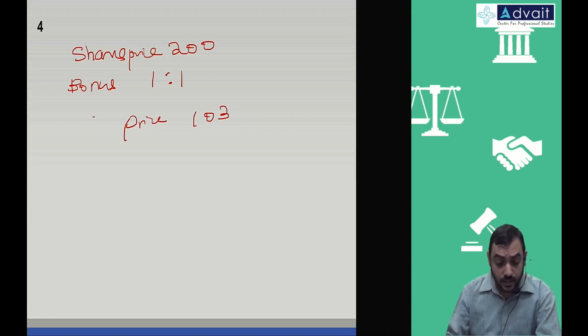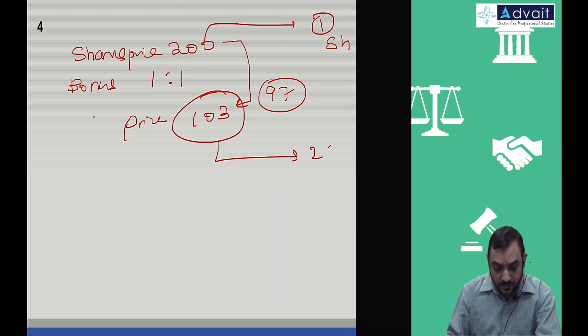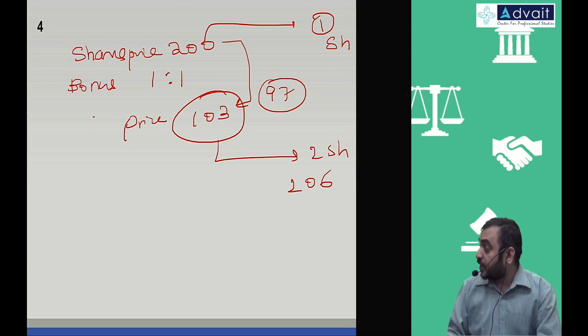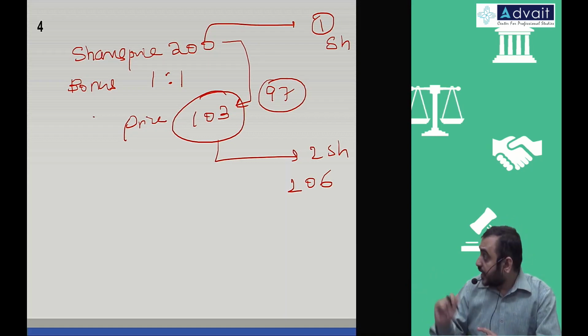We should not say that 200 rupees has become 103, so you have a loss of 97 rupees. We should not say that, because when you had 200, you had only one share. But when the share price became 103, you actually have 2 shares. So your holding is now worth 206 rupees. 200 rupees has now become 206. You can't say that 200 per share has become 103 rupees. 200 rupees was before bonus, 103 is after bonus. So before bonus and after bonus cannot be compared. So this is the right way of comparison.